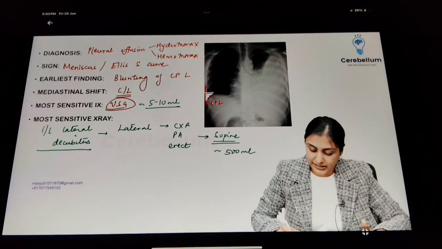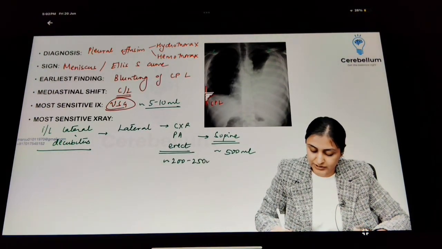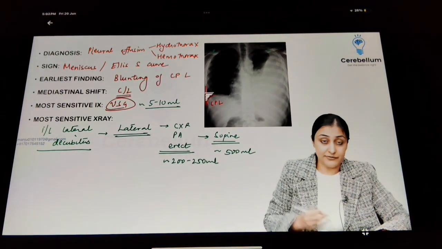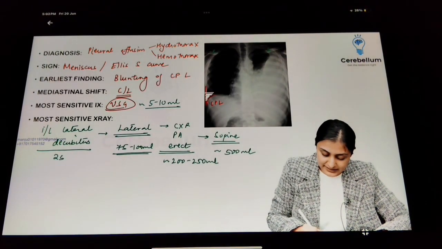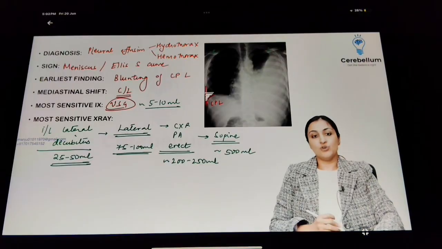ml of fluid, which is a lot. A chest X-ray PA erect view will need somewhere close to 200 to 250 ml fluid. A lateral radiograph is much more sensitive. It will detect around 75 to 100 ml fluid, whereas ipsilateral lateral decubitus can detect close to 25 to 50 ml. So you don't really have to memorize these values.